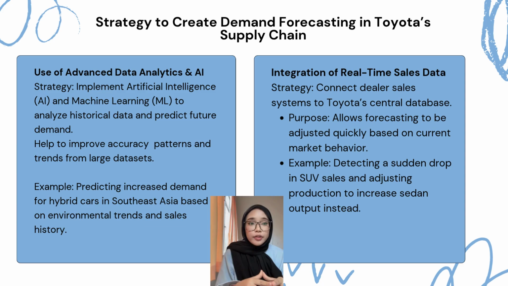Next is integration of real-time sales data. For the strategy is connect dealer sales system to Toyota Central database. The purpose is allow forecasting to be adjusted quickly based on current market behavior. Example, detecting a sudden drop in SUV sales and adjusting production to increase sedan output instead.